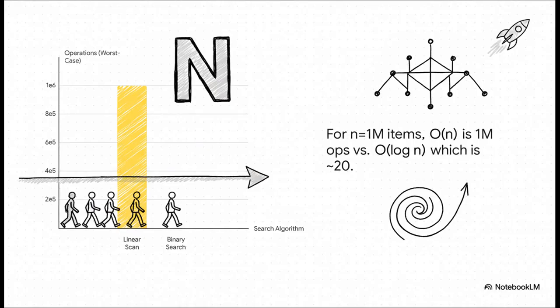I mean, just look at this comparison. It's not even a fair fight. A linear scan, that's O(n), has to check every single element in the worst case. Its workload just goes up in a straight line. But binary search, O(log n), its workload barely even moves. The difference isn't just big, it's exponential.